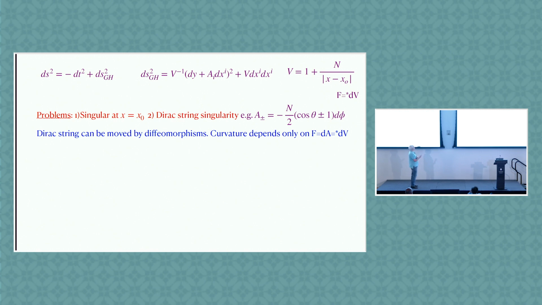So there are two problems with this metric. One is that it has a singularity at the center, an apparent singularity. And the second is that it has Dirac string singularities associated with this vector potential. For example, if we chose A to be of this form, either choice would have a Dirac string. Of course, the positions of the Dirac strings could be moved around by diffeomorphisms, which are associated with gauge transformations for this vector field. And indeed, the curvature only depends on the field strength of A, not on A directly.